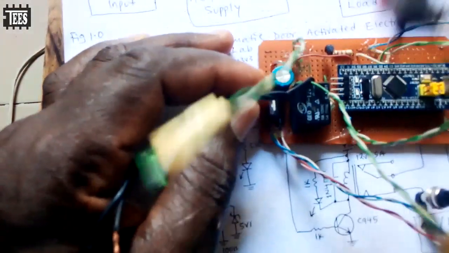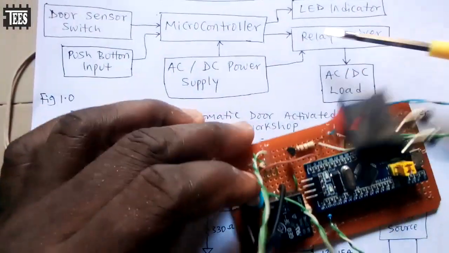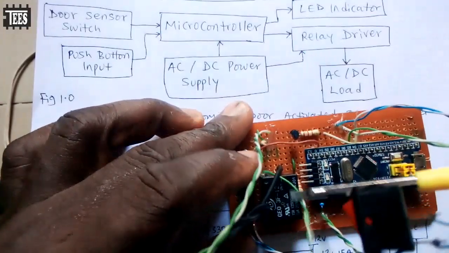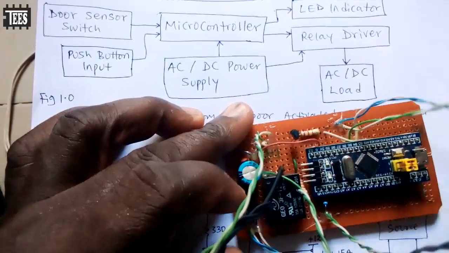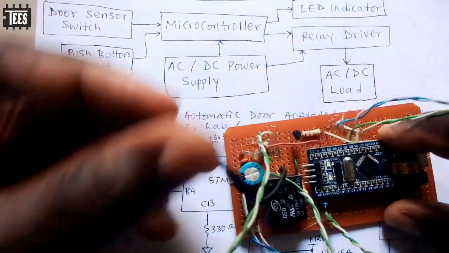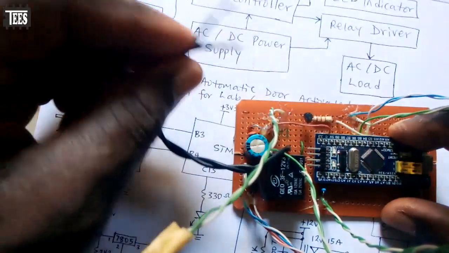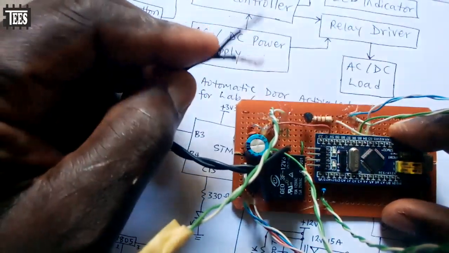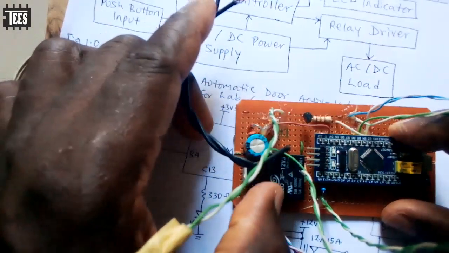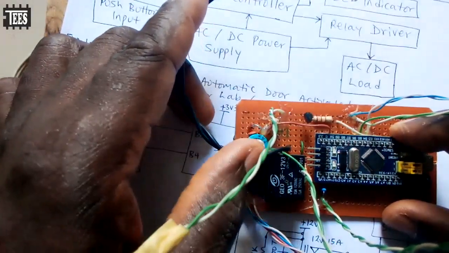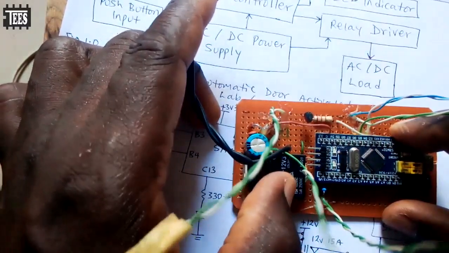And see on our diagram here, this is a 12 volt 15 amps relay I put here. Then this is the wire to the load you want to power with this relay, you want to switch with this relay. Now if your load is more than 15 amps, because this relay is 15 amps, make sure you use a higher relay.